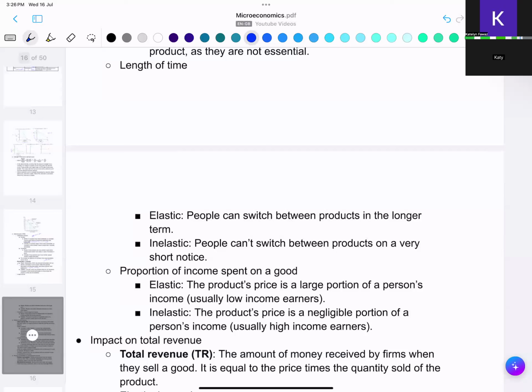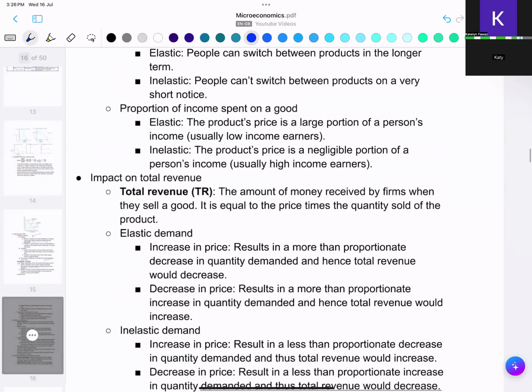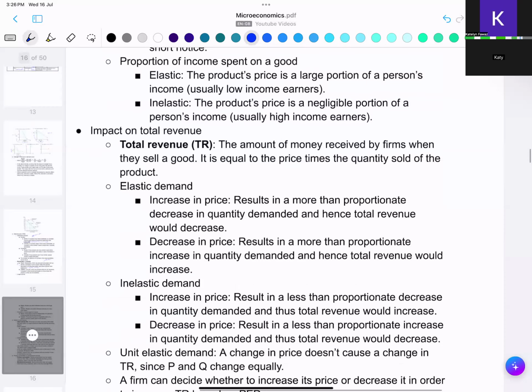Proportion of income spent on a good, elastic. The product's price is a large portion of a person's income. So if it's a large portion of a person's income and they make it more expensive, it's going to be elastic. This usually goes for low income earners, but things are more inelastic for high income earners because it's a negligible portion of their revenue.